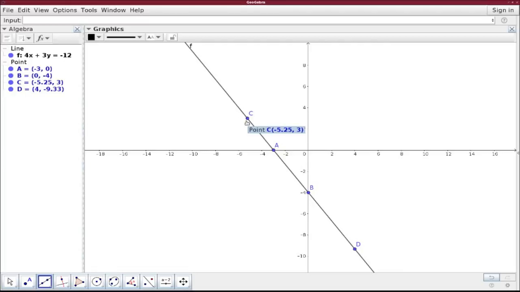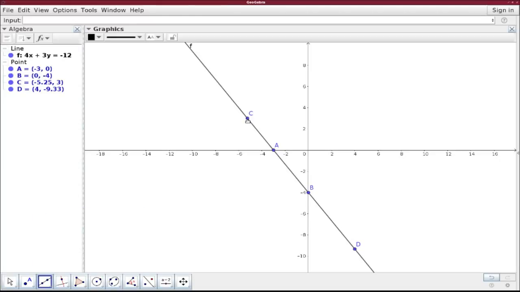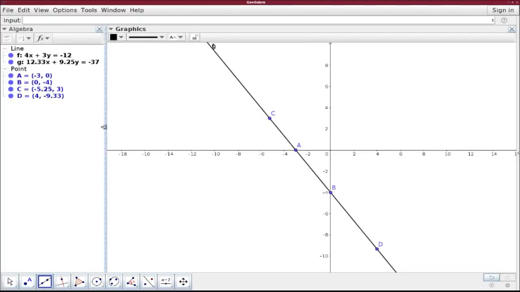Now, where you have to be a little bit careful with technology and just choosing your points is that sometimes technology will mess up just a little bit. And here's where I can show you that Geogebra does just that. If I select the points C and D and draw the line through C and D, I'll see that the equation which Geogebra gives me is not quite the same equation as I had passing through those two other points.